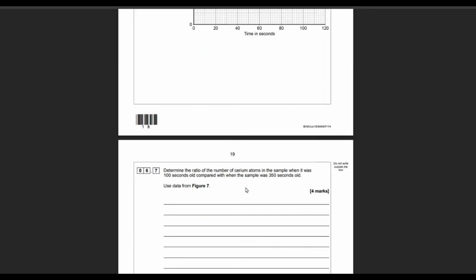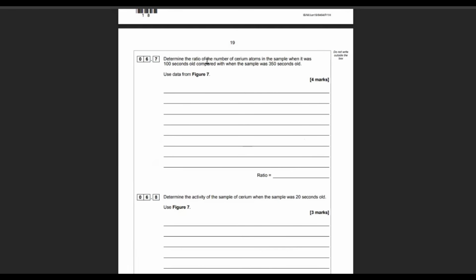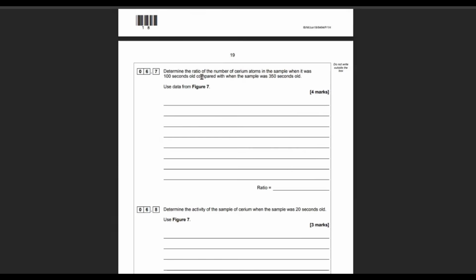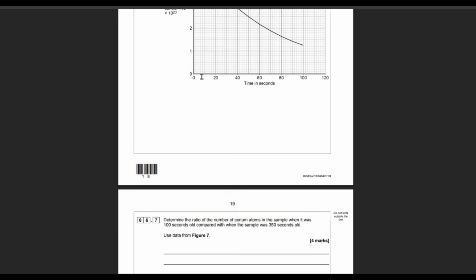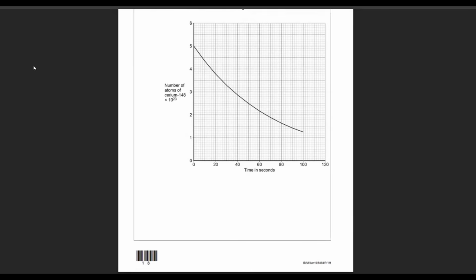Let's go down. Determine the ratio of the number of cerium atoms in the sample when it was 100 seconds old compared with when the sample was 350 seconds old. Use the data. So we've got to use the graph. That's going to get us 2 marks for using the graph. And then we need to determine the ratio of the number of atoms in the sample. So it should be quite easy. We've got 100 and 350. So I'm going to do this up here on the graph.